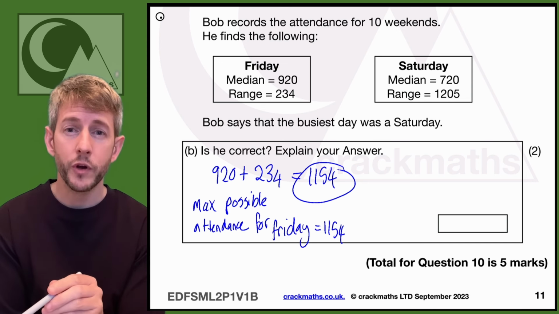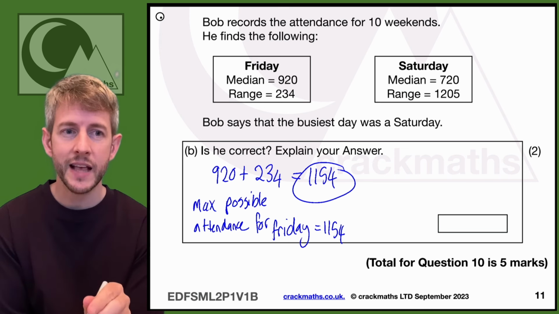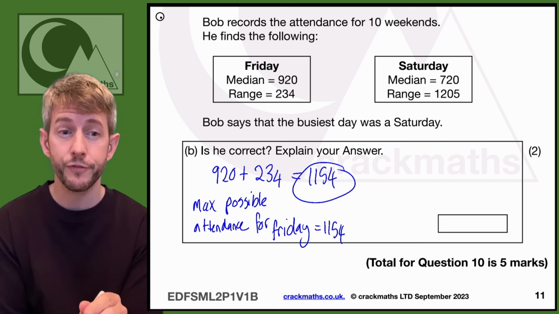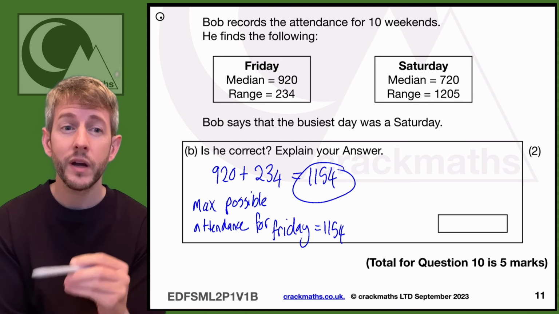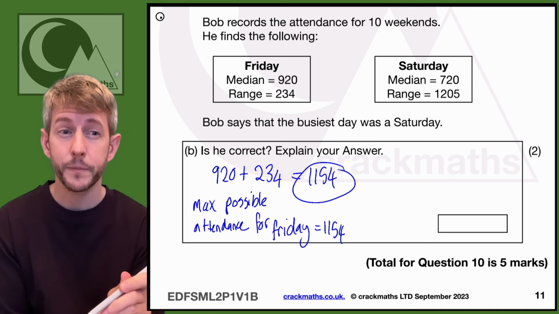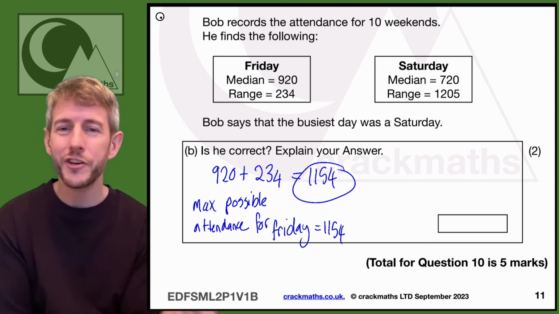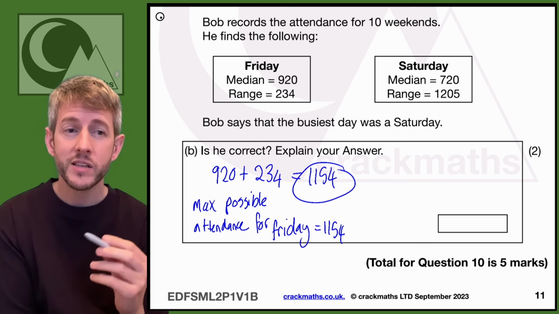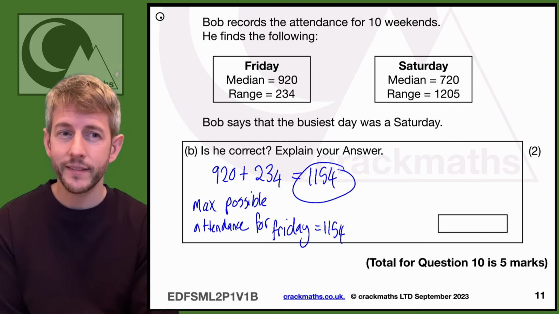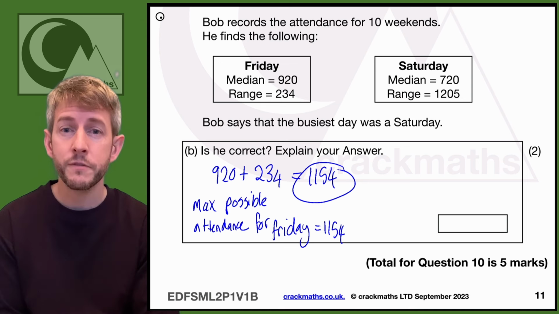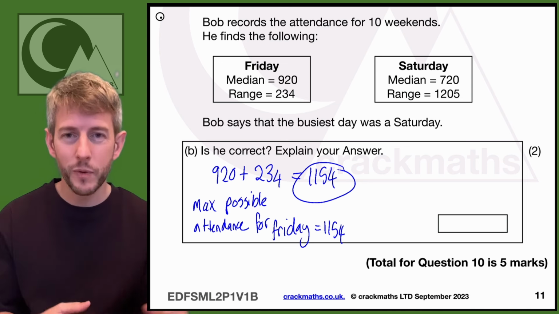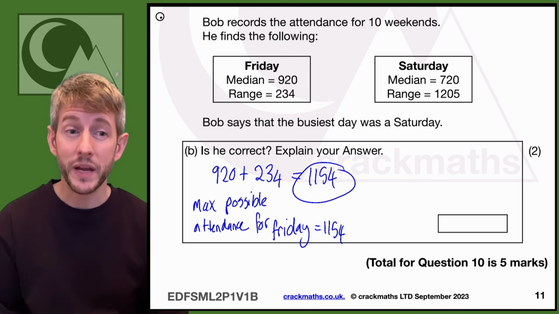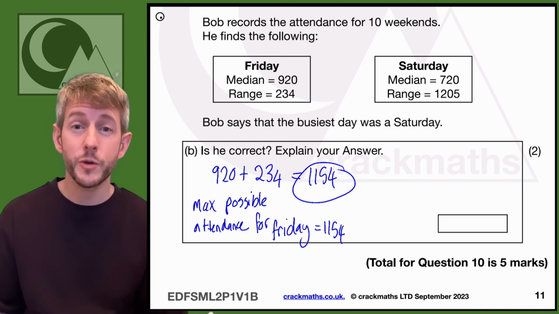So now what we've got to do is look at Saturday. Now, the range for Saturday is 1,205. The minimum number of people that could have attended on a Saturday is 0. You couldn't get a negative amount of people. So therefore, if no people attended on that Saturday, the smallest value that the maximum number of people could be, in other words, the minimum maximum number of people, would be 1,205.